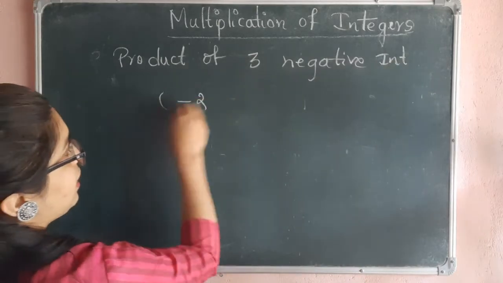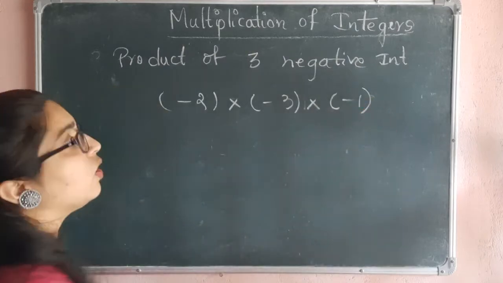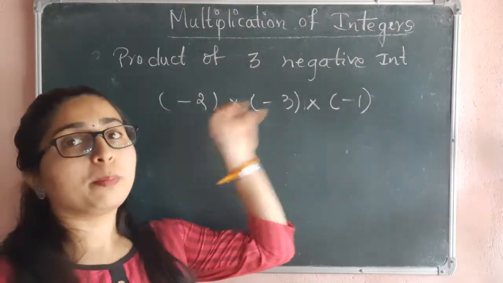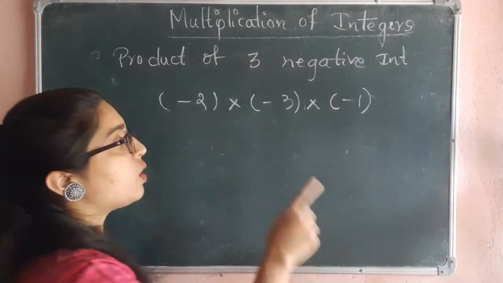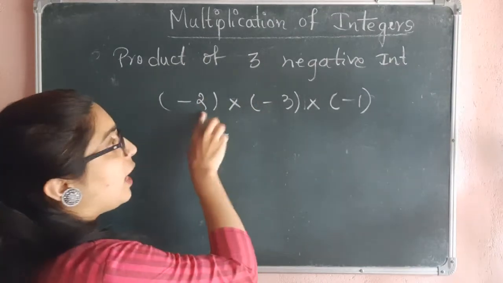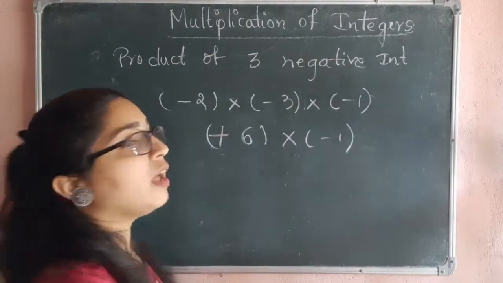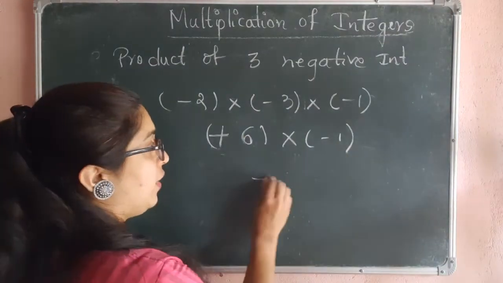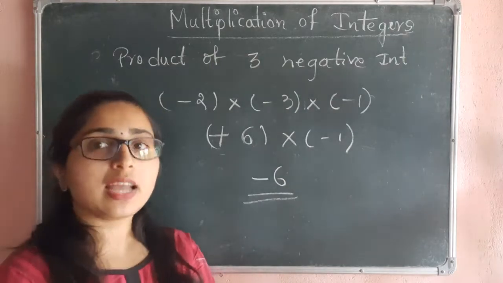Suppose I am taking -2 into -3 into -1. First, I will multiply these two. -2 into -3: we just saw that when there are 2 negatives, we get positive, and 2 into 3 is 6. So plus 6 into -1. Once again, we have studied that plus into minus gives you minus. 6 into 1 gives you 6. So -6 is the answer.